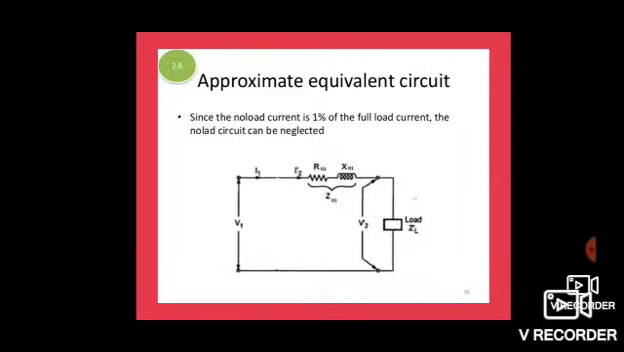Now it is also further reduced. Since the no load current is 1% of the full load current, the no load circuit can be neglected. So the final approximate equivalent circuit of a transformer consists of only R01 and X01, that is Z01 referred to primary, and V2 dash is the secondary winding voltage referred to primary, and the load impedance is ZL.